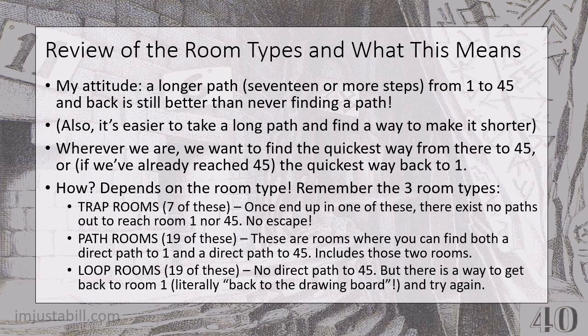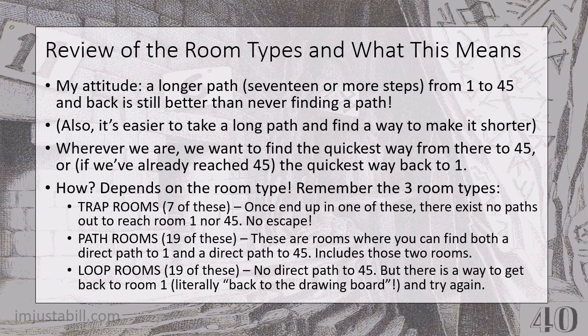Because remember, as I've said many times before, you can think of the rooms of Maze as being in 3 different categories. So we have path rooms, loop rooms, and trap rooms. Let me just start with a recap. Start with trap rooms. There are 7 of these in Maze, and once you are in one of these, there is no way to reach room 1 or room 45. No matter which exit you take out of one of these rooms, you just end up in one of the other trap rooms, so no escape from those.